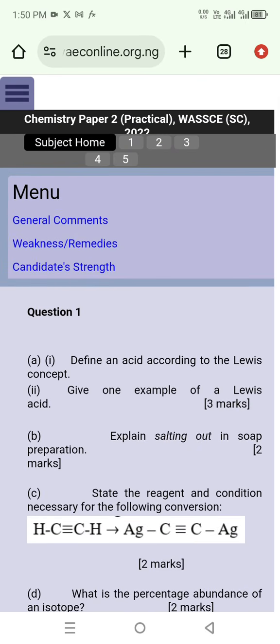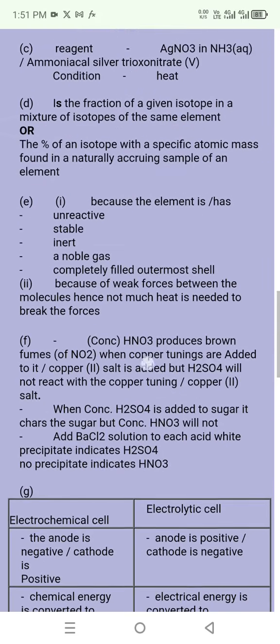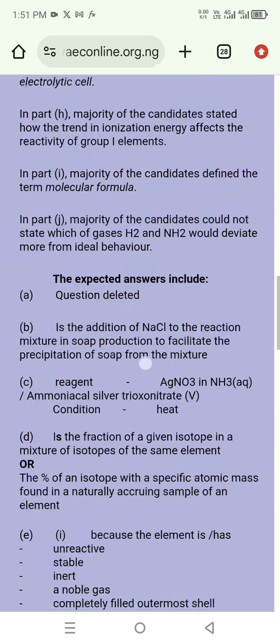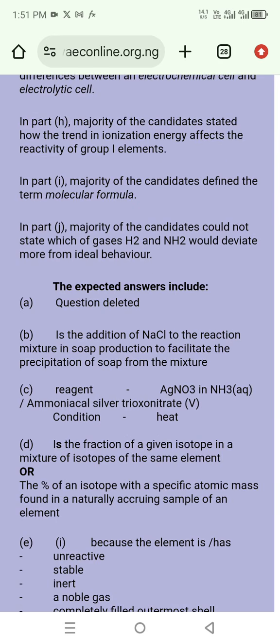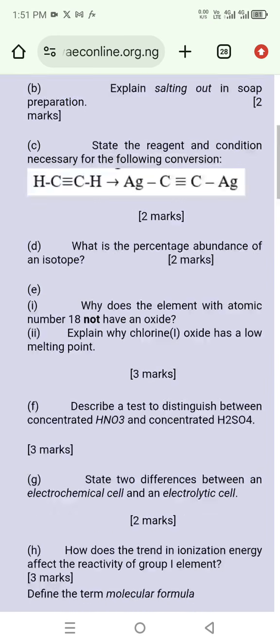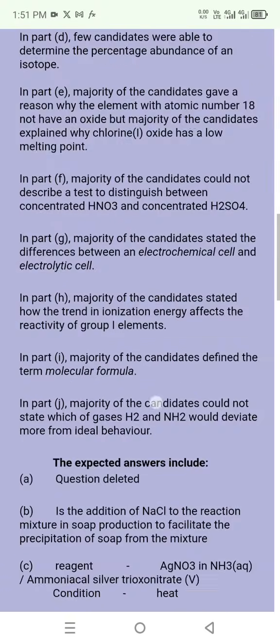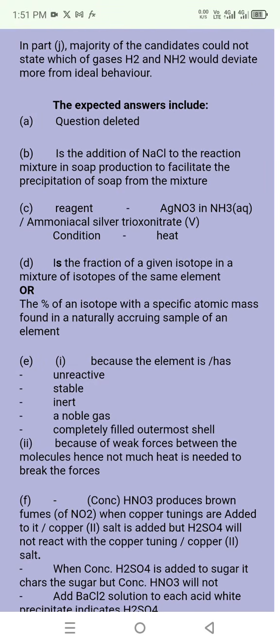5 questions, okay? Look at the answers down here. You can see the first one. Look at this one, this is the B. When they asked us the question in B, what did they ask us there? The question says: explain salting out. What is the answer? It is the addition of sodium chloride to the reaction mixture in the soap.